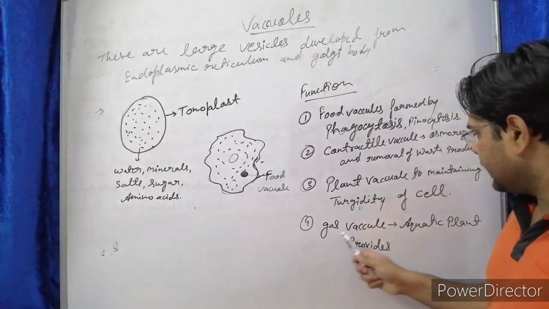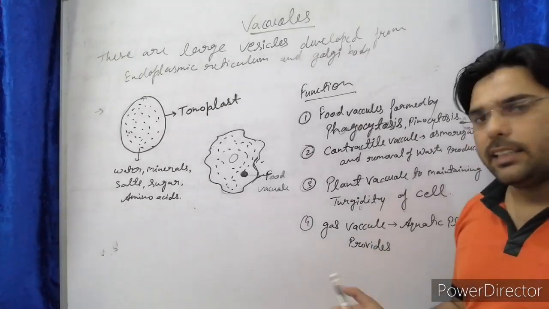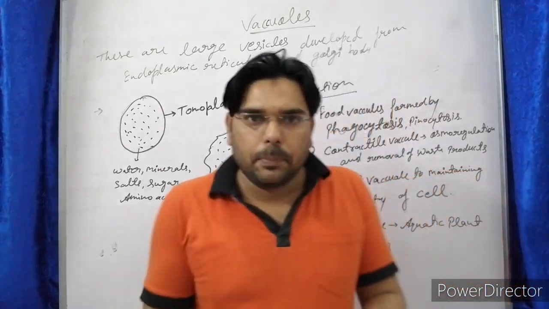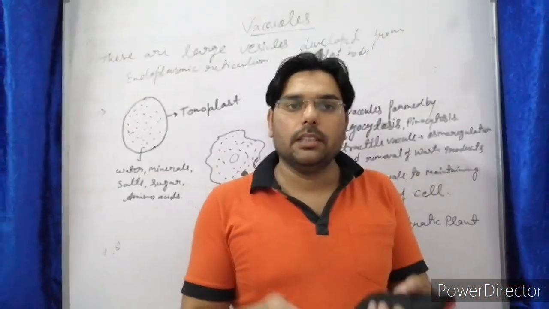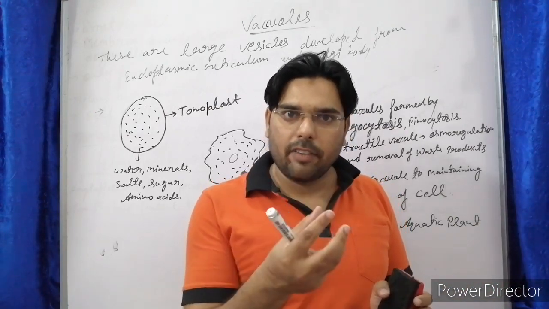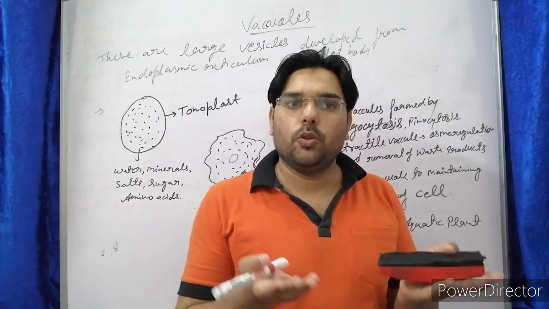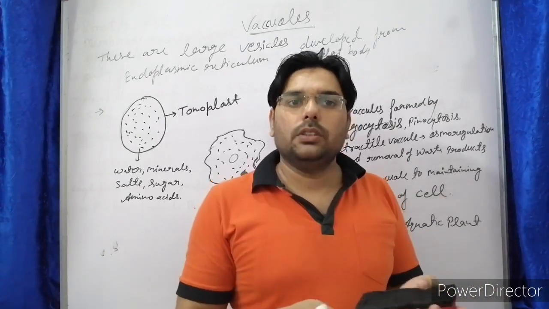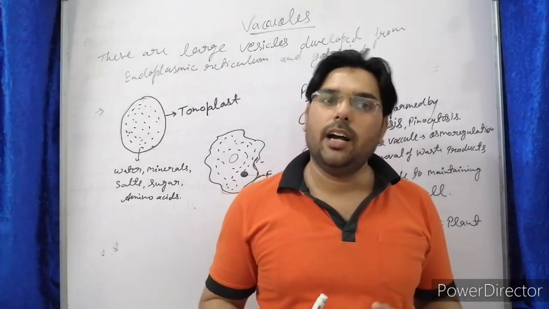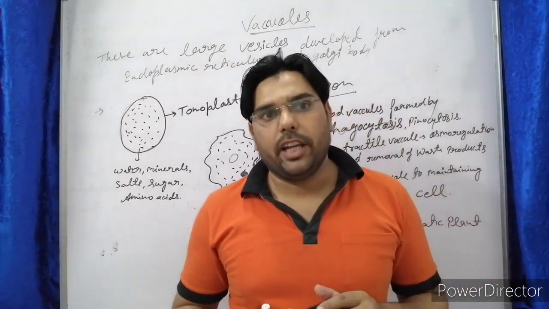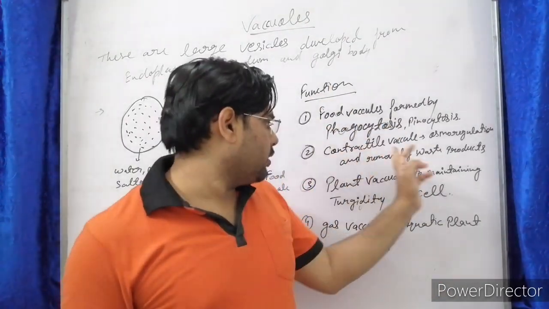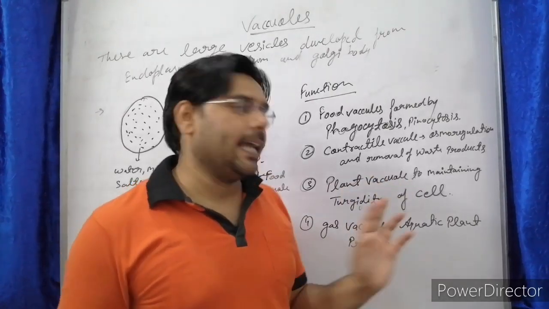Okay, now the third is the gas vacuole. Gas vacuoles are generally present in aquatic plants and provide buoyancy, meaning upthrust, due to which the aquatic plants float over the water surface. The large vacuoles create an air space, due to which it has buoyancy and creates upthrust, and due to which it floats on the surface of the water. So these are the functions of vacuoles on the basis of type of vacuole. So this is the food vacuole, contractile vacuole, plant vacuole, and gas vacuole.